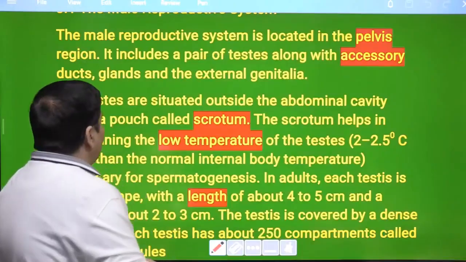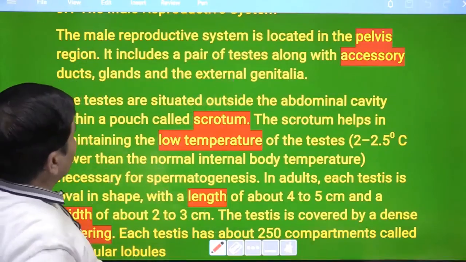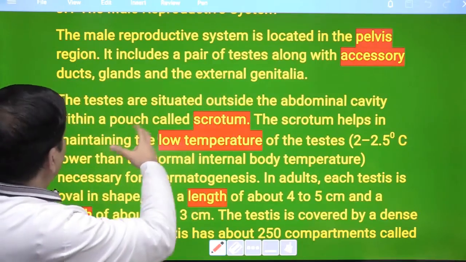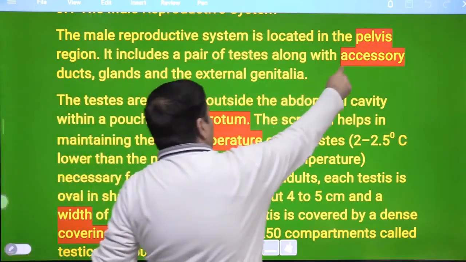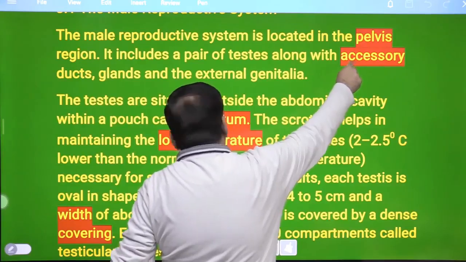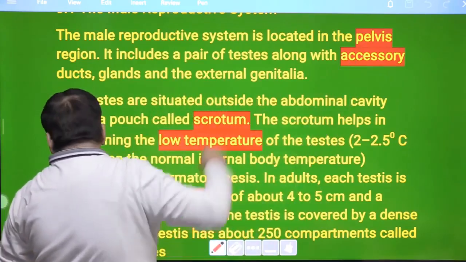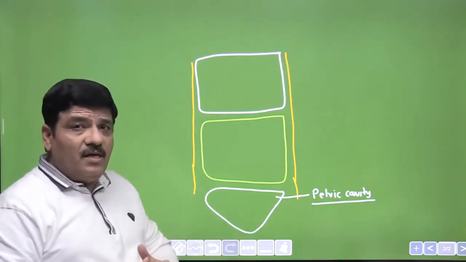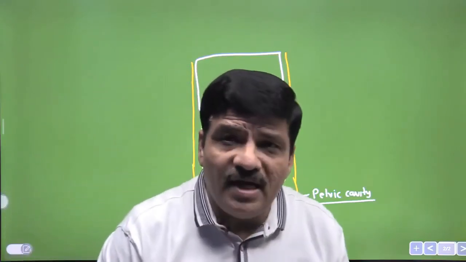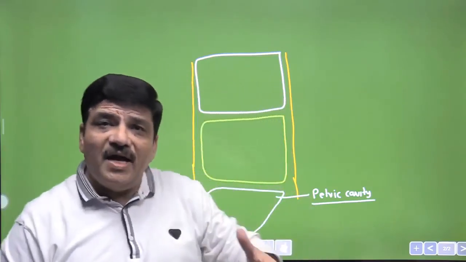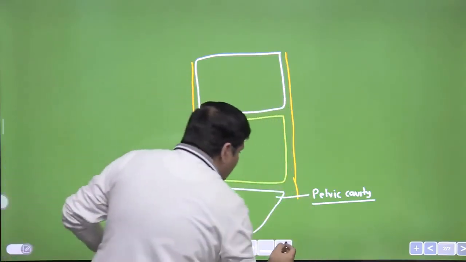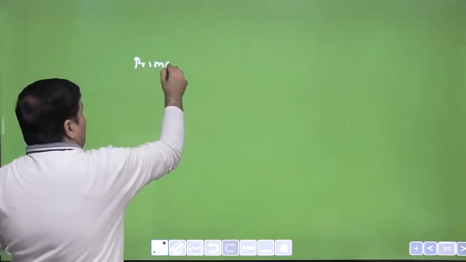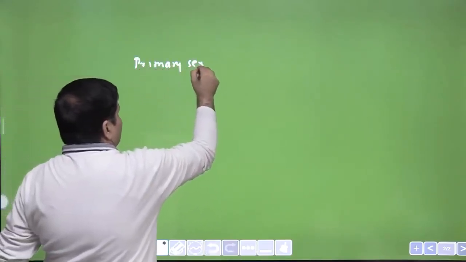Now going back to NCERT, we know what exactly the pelvis region is, and it includes a pair of testes with accessory ducts. Look at the word that I have highlighted. This word needs to be understood: what exactly is accessory? That means if something is accessory, there must be something which is primary as well. So what is a primary sex organ? This would be an important question.